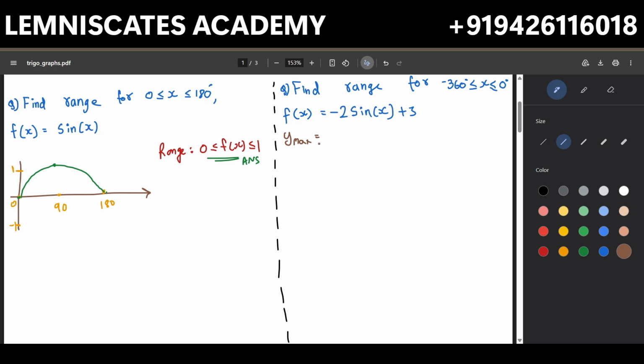So I know that the y maximum came out to be 5 when this was minus 1. So minus 2 into minus 1 plus 3 is equal to 5. Then y minimum was when sin x was 1. So minus 2 into 1 plus 3 is equal to 1. And of course, the y average value, or the middle value, let me write it over here. Y middle value came out to be (5 plus 1) by 2 is equal to 3. Or else you can also do minus 2 into 0 plus 3, that is going to work.